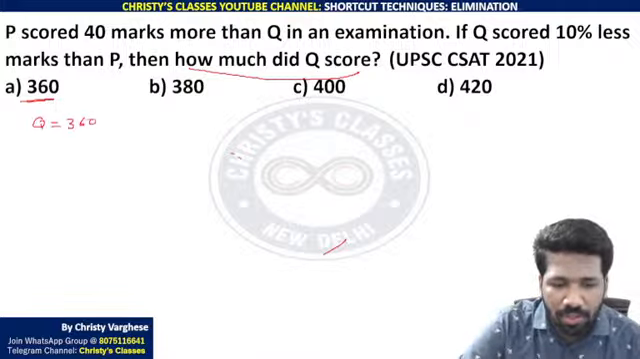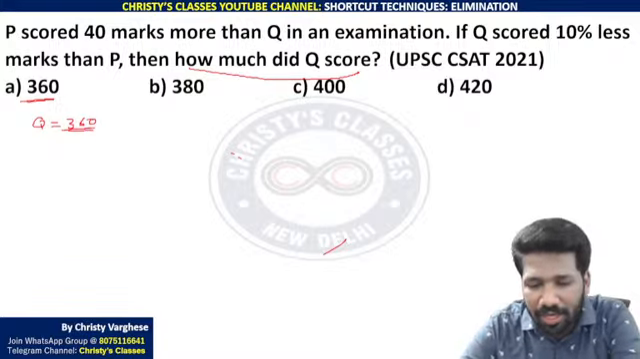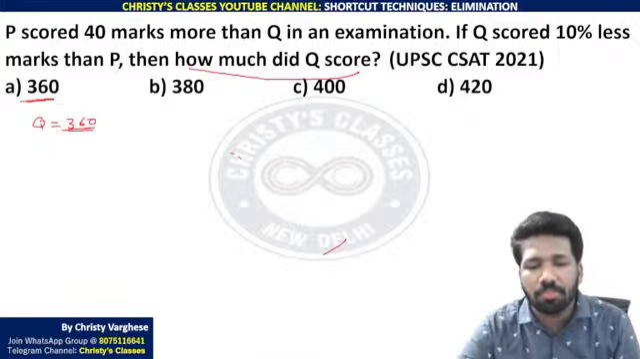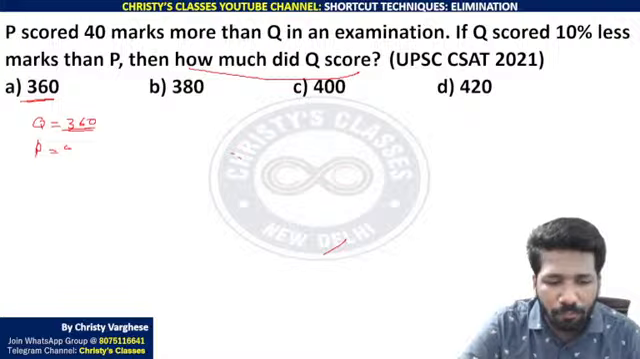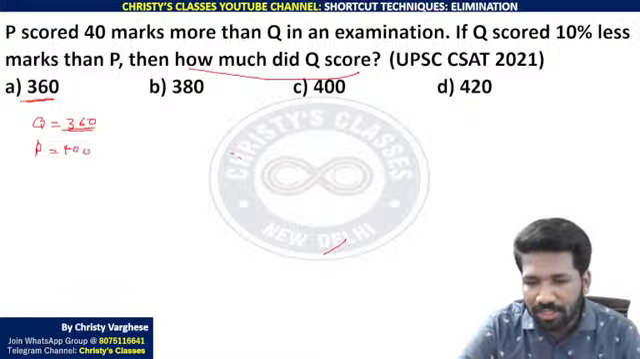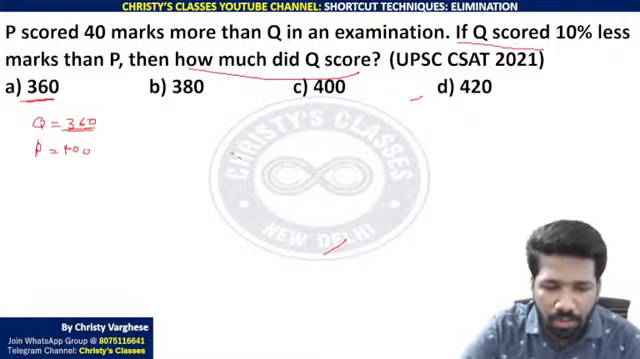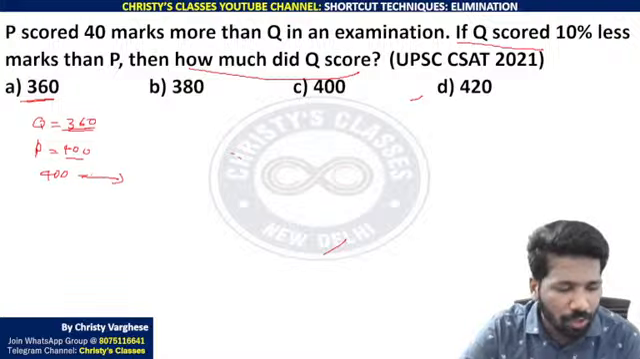If Q scored 360, let's read the entire question. P scored 40 marks more than Q. So if option A is the correct answer, Q scored 360 and P scored 40 more than that, that is 400. Now read the next sentence and see whether that is satisfied. Q scored 10% less than P, so from 400, 10% of 400 is reduced, and you should get Q's mark.